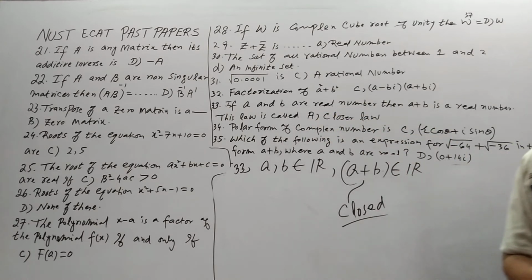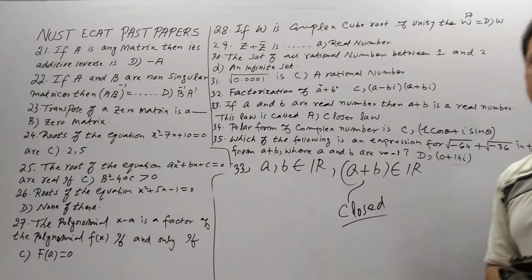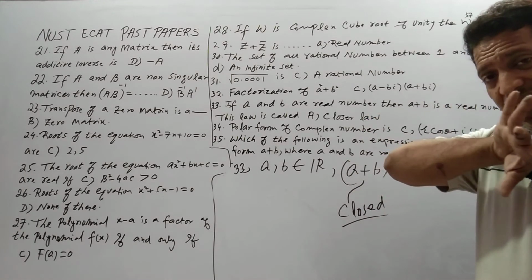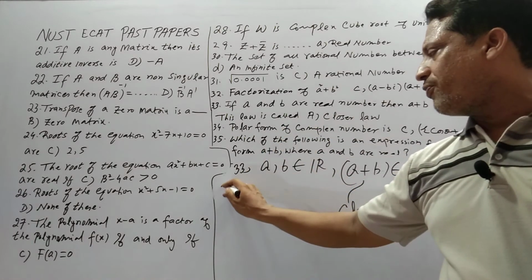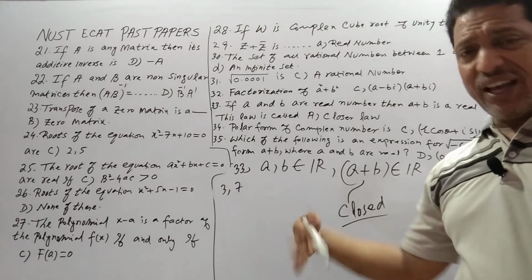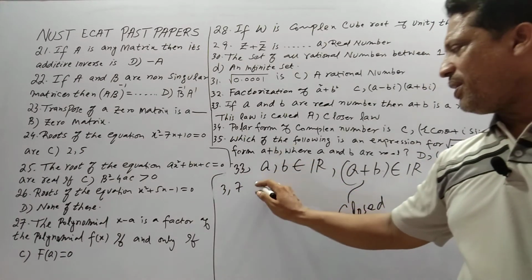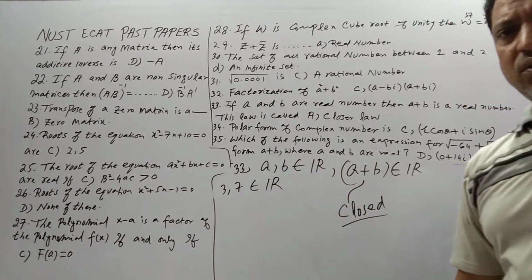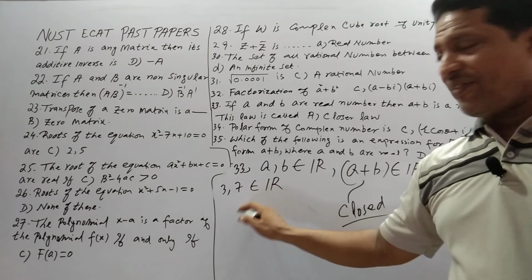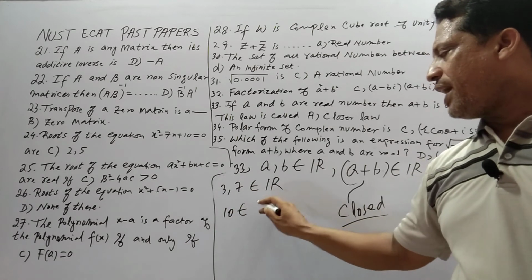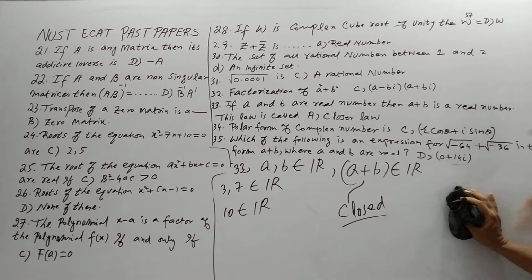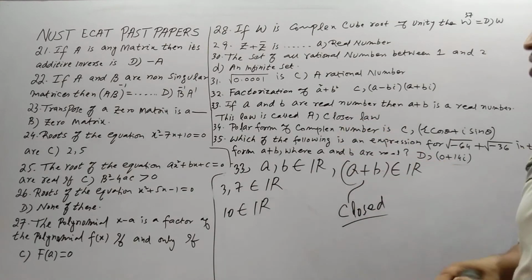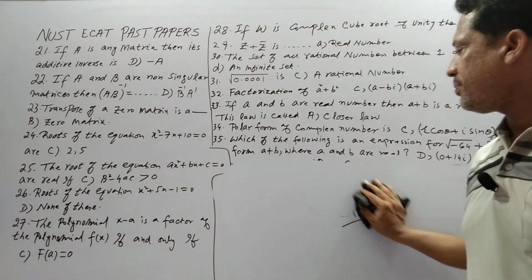Answer is closure law. Closure means if we add or subtract something and we get again the same kind of number. For example, if we have two numbers, 3 and 7, is 3 a real number? Yes. Is 7 a real number? Yes. It means both numbers belong to the real numbers. If we add 3 plus 7, what is it? 10. So 10 also belongs to the real numbers. Therefore this property is called the closure property, or this law is called the closure law. So the answer is closure law, option number A. Hope you understand.